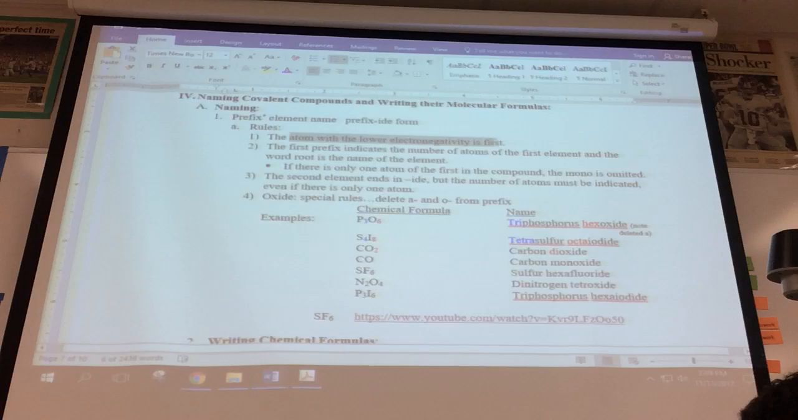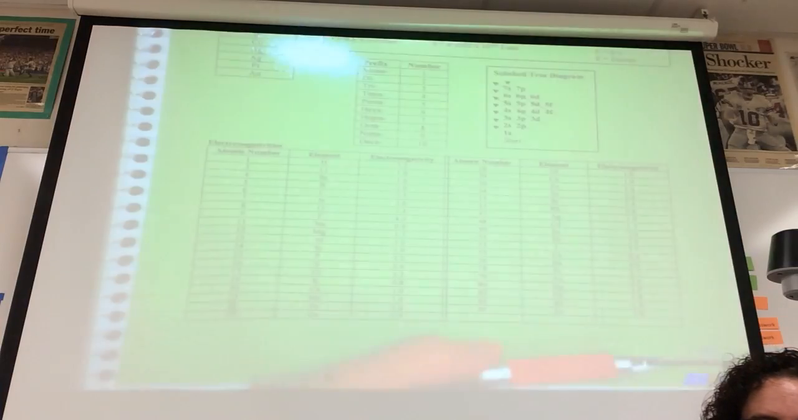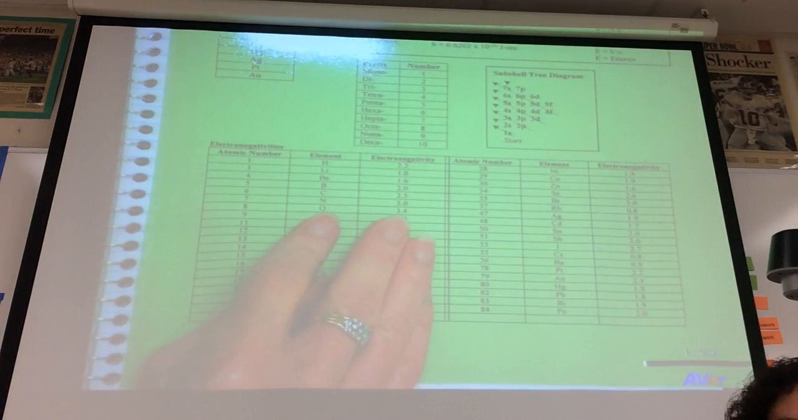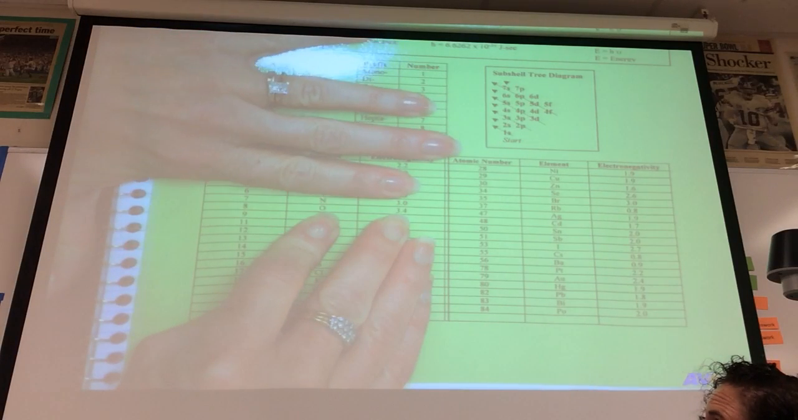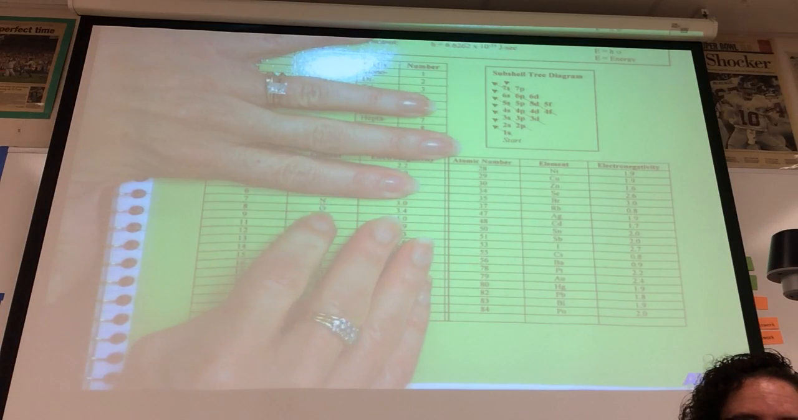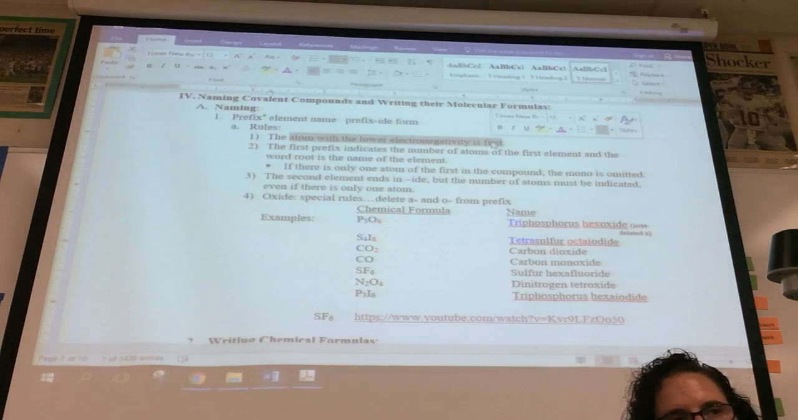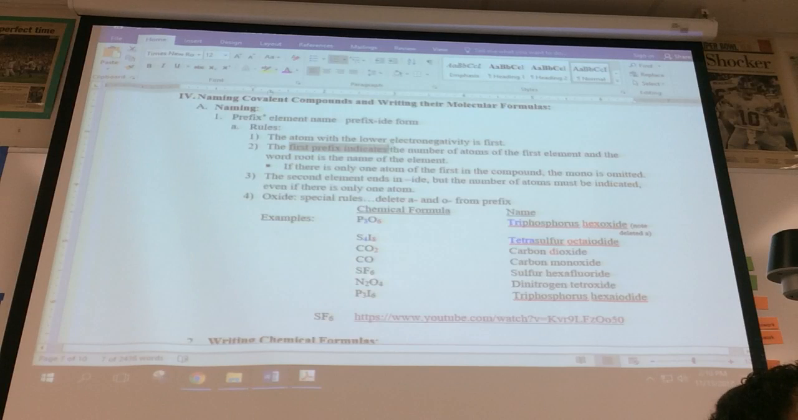The atom with the lower electronegativity will be first. So those electronegativity values you've seen previously, and let's say that you had N and O. Which element would be listed first, the N or the O? The N, because the electronegativity of nitrogen is less than that of oxygen. 2 or more nonmetals bonded chemically in a covalent compound. Are the electrons shared or transferred in a covalent compound? Shared.